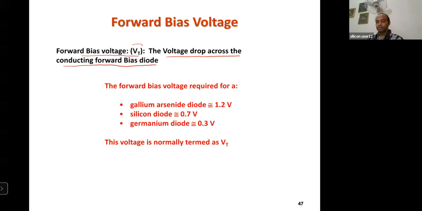So for different materials or different PN junction diodes, how much is this voltage that has been written here? For a silicon diode it is 0.7, for a germanium diode it is 0.3, and for a gallium arsenide diode it is approximately 1.2 volt.